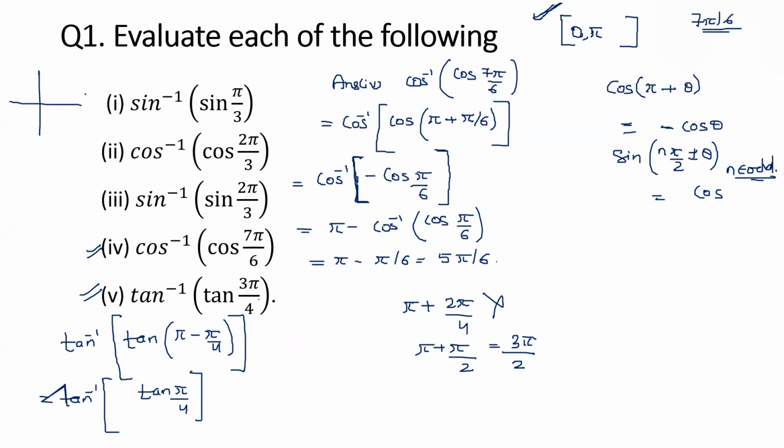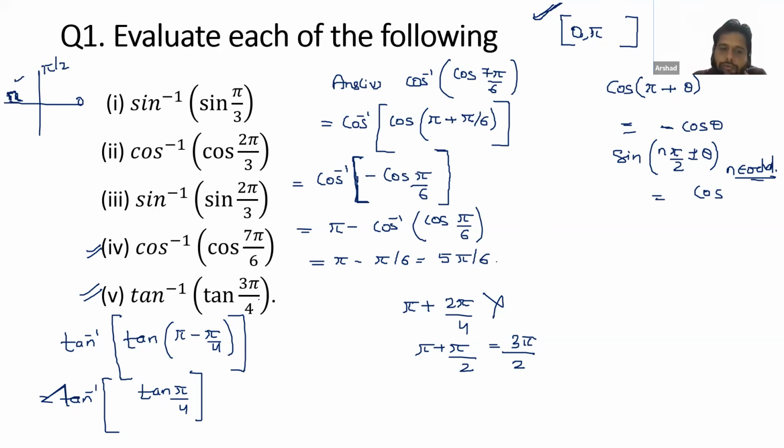In the third one? No, why in the third? This is 0, this is pi by 2, and this is pi. If you are subtracting some angle from pi, then in which quadrant will this lie? Yes, if you subtract from pi, it lies in the second quadrant.